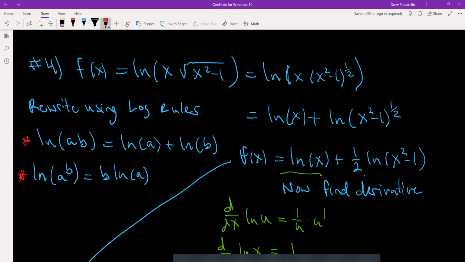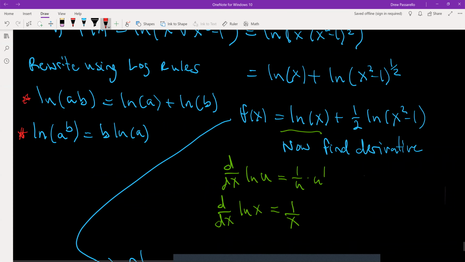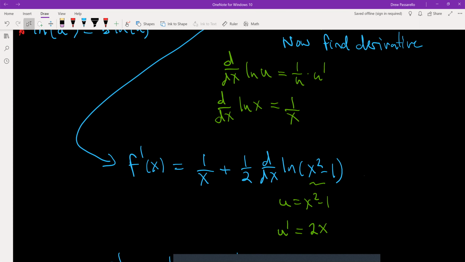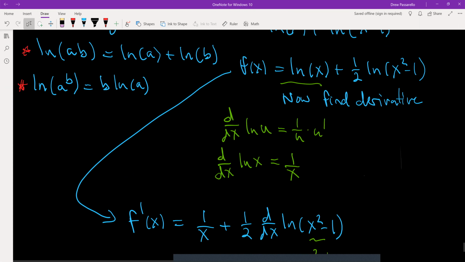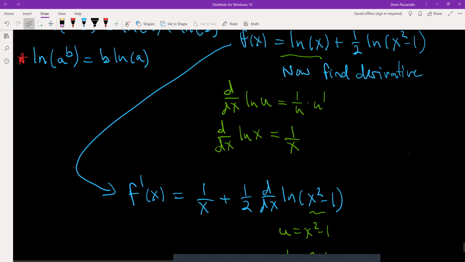And then the second logarithm, I put the 1/2 in front of the logarithm. And then I went ahead and found the derivative just using the logarithm derivative rule. And the first one's easy because it's natural log of x. And so that just turns into 1 over x.